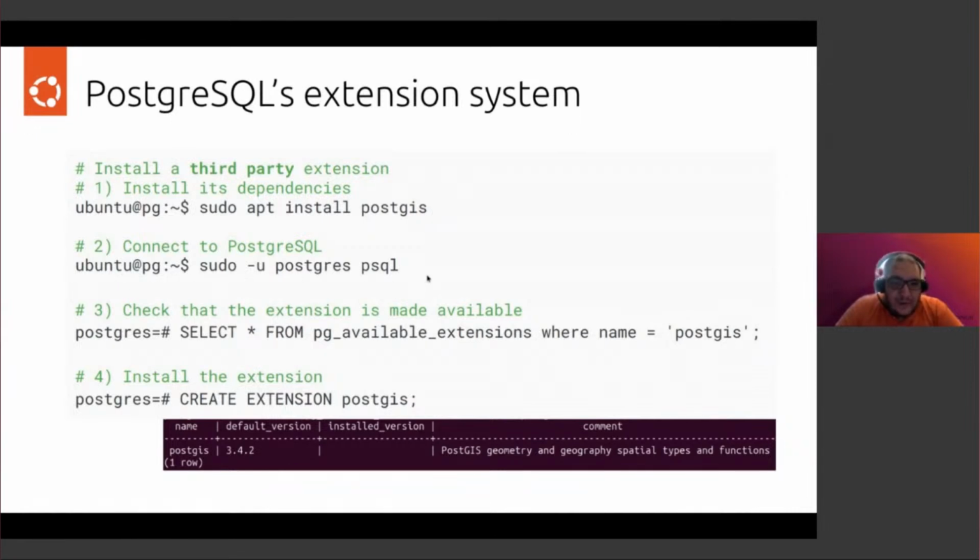And then if you connect again to PostgreSQL and run the same command as before, so querying the pg_available_extensions, but here we are filtering by name to just keep PostGIS, then you should see a row as shown below. And then in order to install the extension, you just again need to run one simple command, which is CREATE EXTENSION postgis.